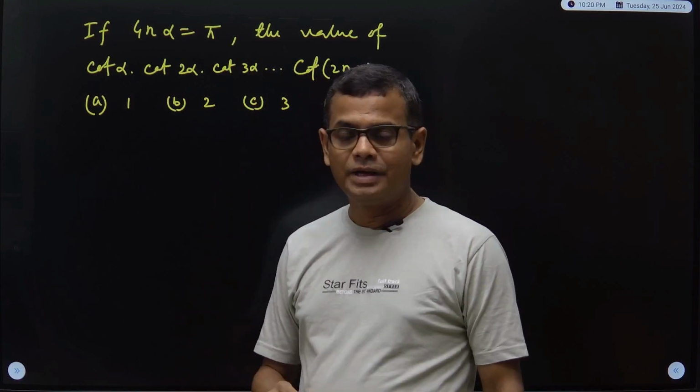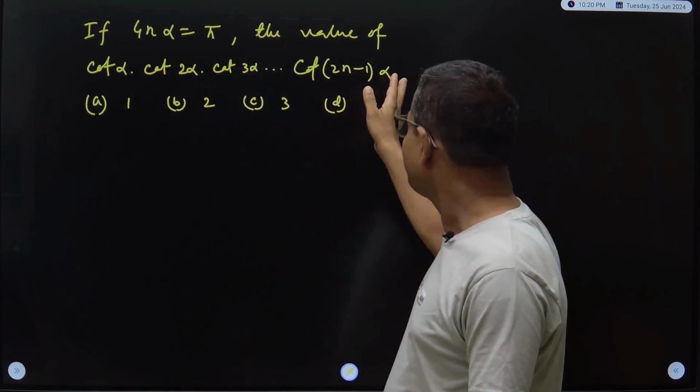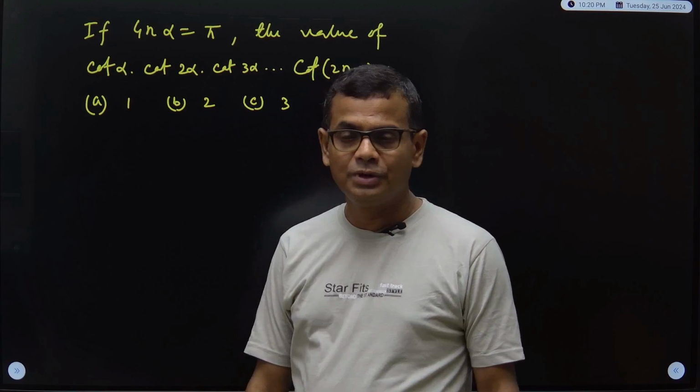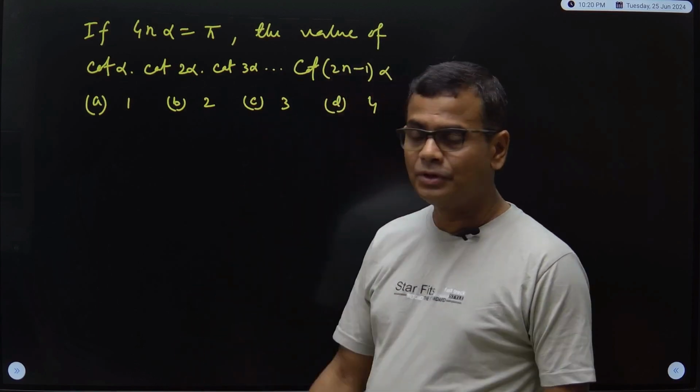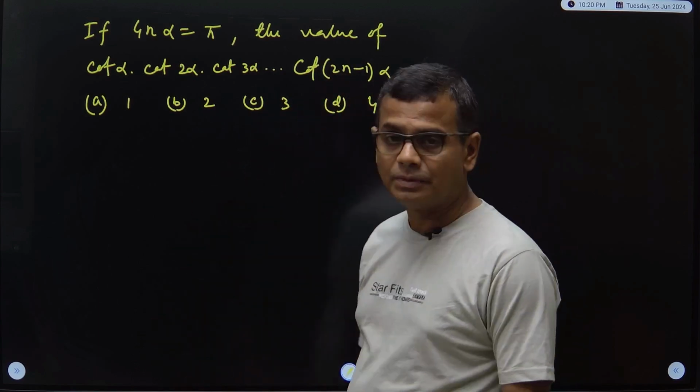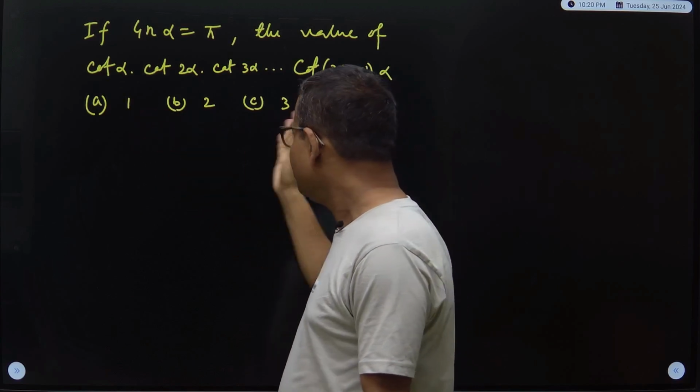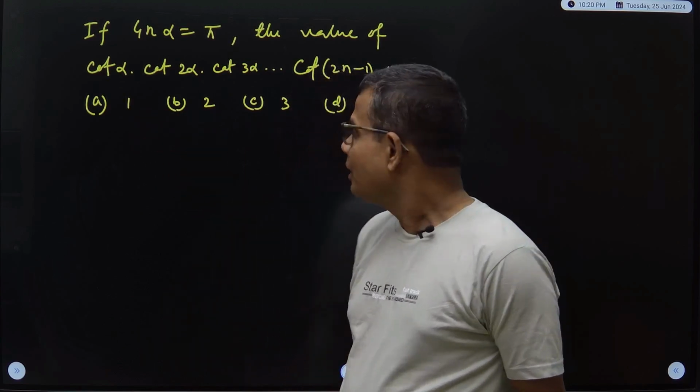If for n alpha equal to pi, what is the value of cot alpha into cot 2 alpha into cot 3 alpha dot dot cot (2n minus 1) alpha? And we have given 4 options here.